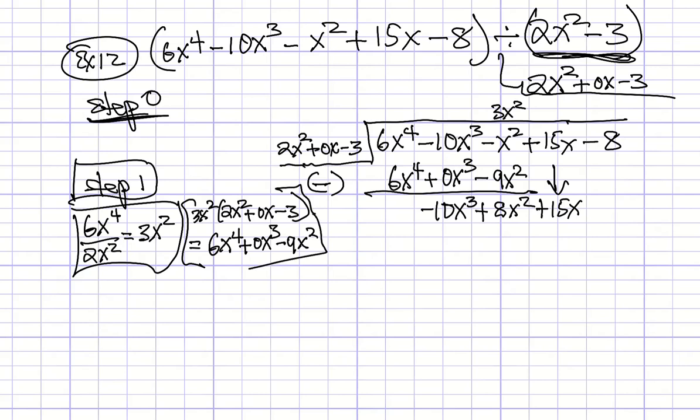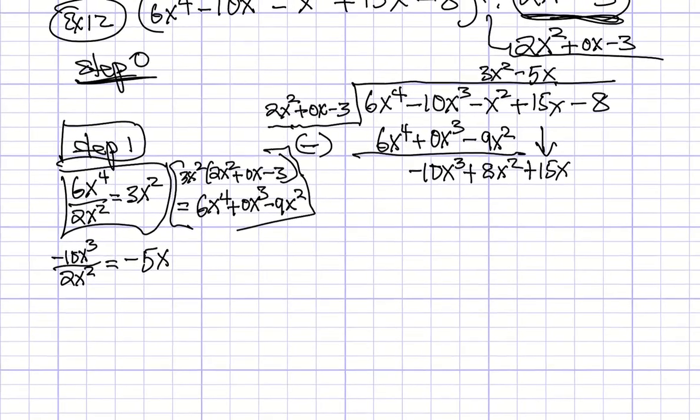You repeat the process: negative 10x raised to the power 3 divided by 2x raised to the power 2, you get negative 5x. You see it, right? You put it there, negative 5x. You put it there. So you take negative 5x.